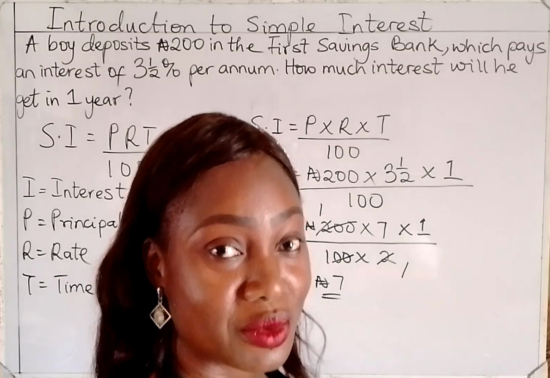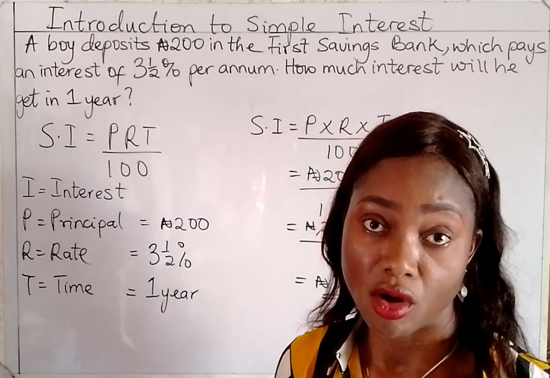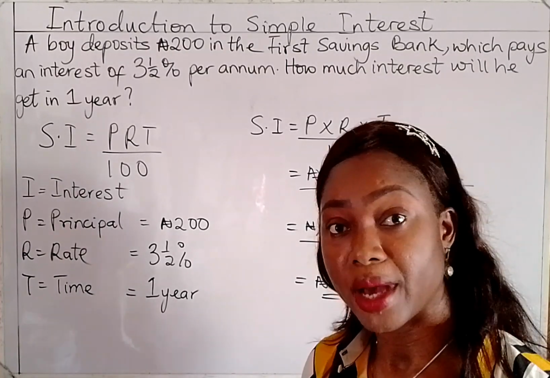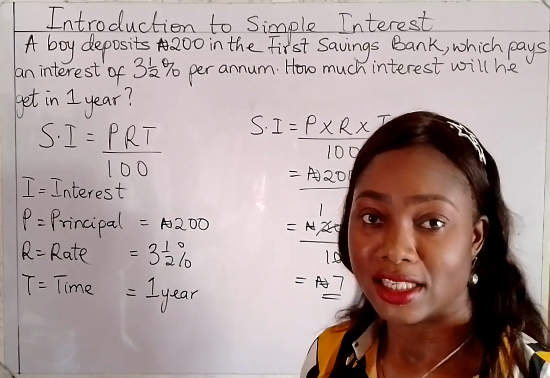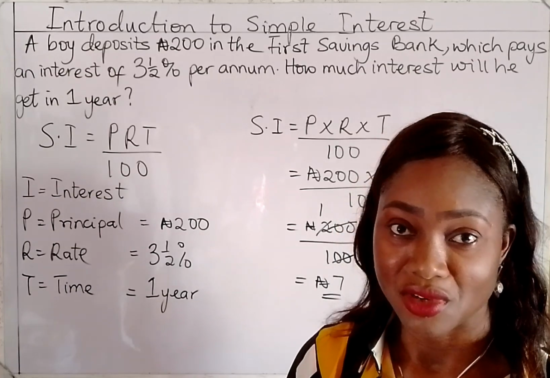Alright, I hope this solves questions that have to do with finding the simple interest of a particular question. As time goes on, we'll get to find the principal, the rate, and the time, given all other forms of the simple interest formula.